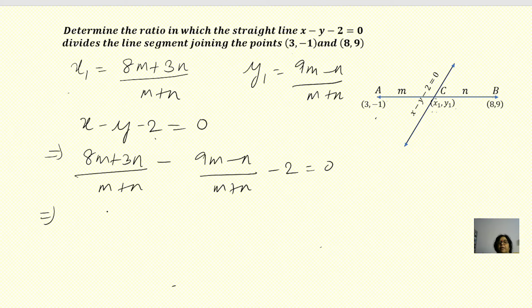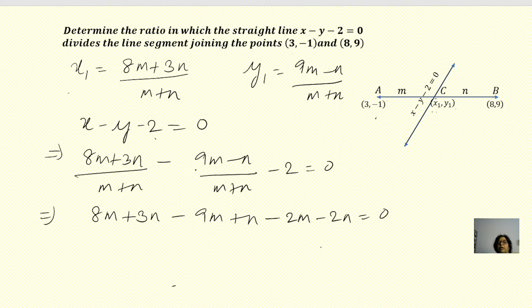Now let's simplify this by taking the LCM. So this becomes 8m plus 3n minus 9m plus n minus 2m minus 2n is equal to 0. m plus n is the LCM. It goes to the right hand side and becomes 0. Here the sign minus becomes plus because we have the minus sign outside, and after taking the LCM, this will become plus multiplied by a negative from outside. And this also becomes 2m minus 2n because again here we have the negative sign. So now 8m minus 9m minus 2m, that will give us minus 3m. And 3n plus n minus 2n, that will give us plus 2n. So this is equal to 0.